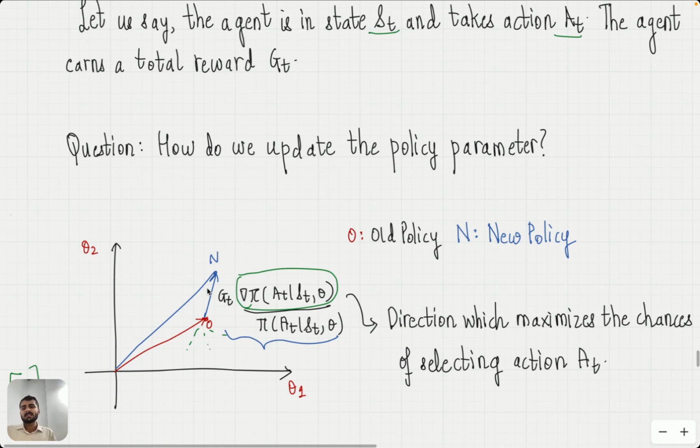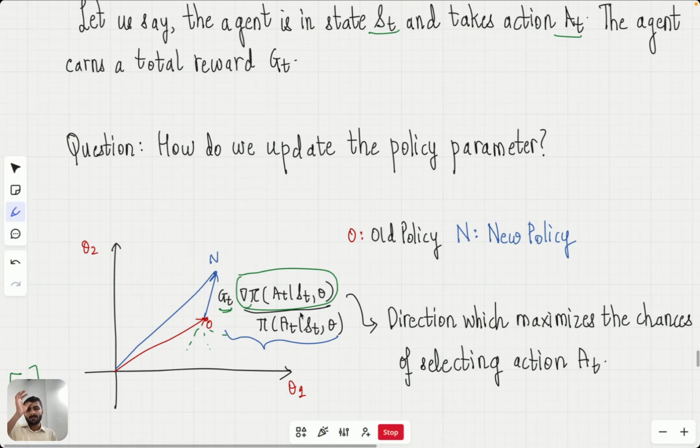Remember, that is what policy does. Policy means what is the action I have to select when I reach a particular state. So when I am moving in that direction, I am maximizing my chances of selecting the action a_t when I am in that state. And there is a factor of g of t here, which means that if the reward I get is very low, then why do I need to move so much in that direction? I will not move in that direction because I do not want to select action a_t when I am in that state. So that's why it's multiplied by g of t.